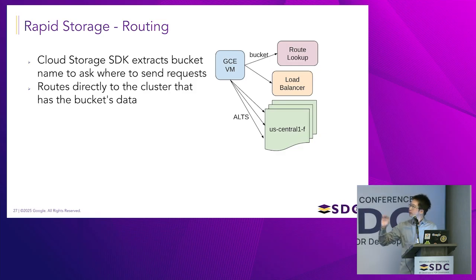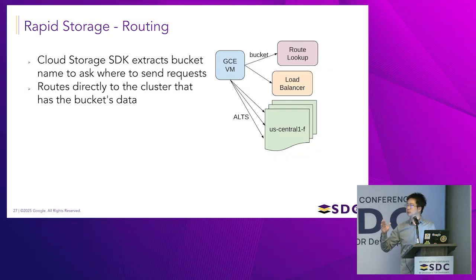So, in that initial drawing, I had mentioned there's a load balancer and then direct connections with ALTS for authentication. One of the big changes we're making with Rapid Storage is this route lookup. We can fetch information about the bucket. Our SDKs extract the bucket name, and as part of the gRPC connection initialization, send that to a route lookup service, which then provides additional metadata, which allows us to more directly have the GCE VM connect directly to backends that are able to serve the traffic.